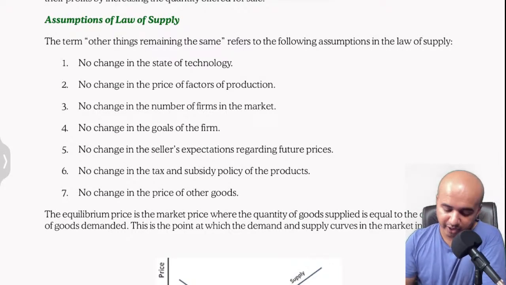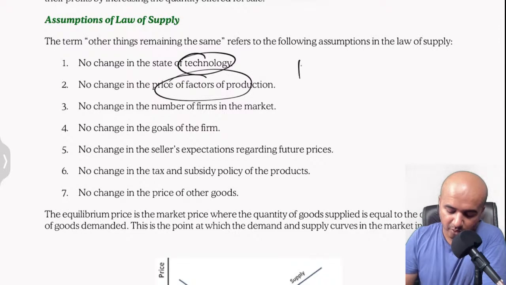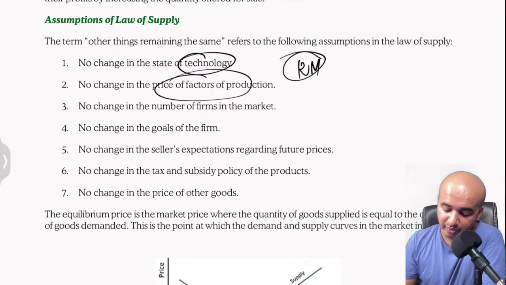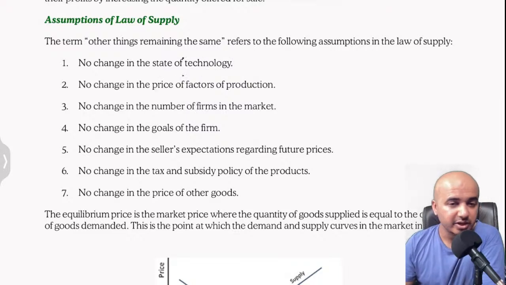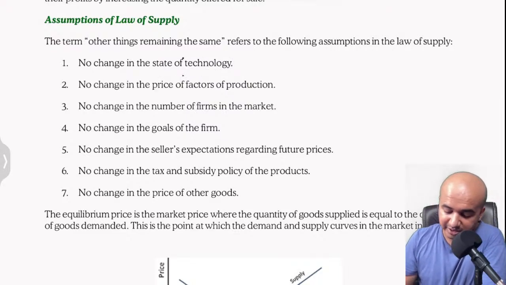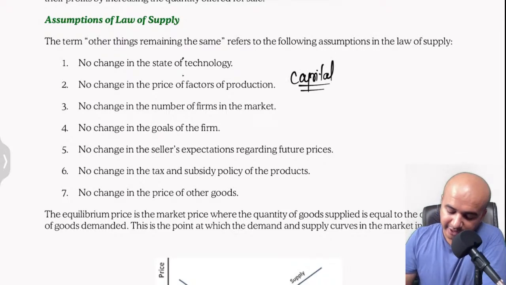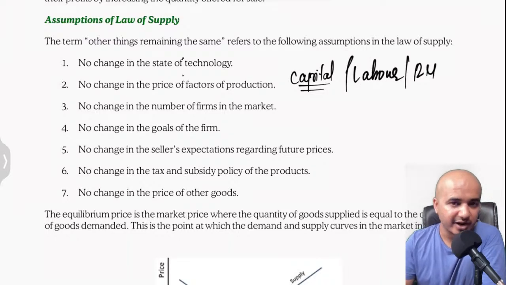No change in the state of technology, we have seen that. No change in the price of factors of production. That means whatever is the raw material required to produce your particular item, the price of that has not changed. Or actually, in fact, factors of production here need not be referring to raw materials. It could be, let's say, capital. I need capital, no? If I have to produce more, I will need capital, I will need labor, I will need raw materials, of course. That is one of the factors.